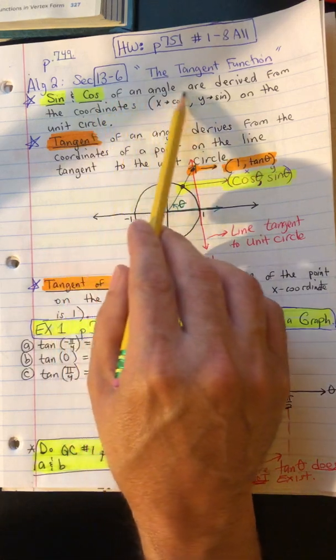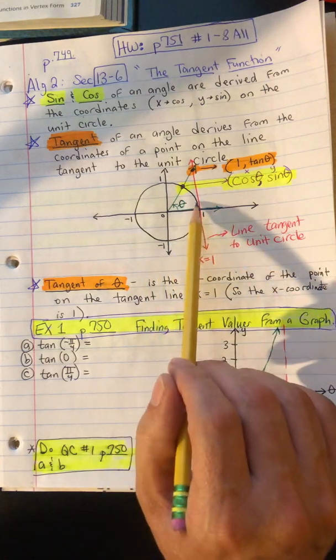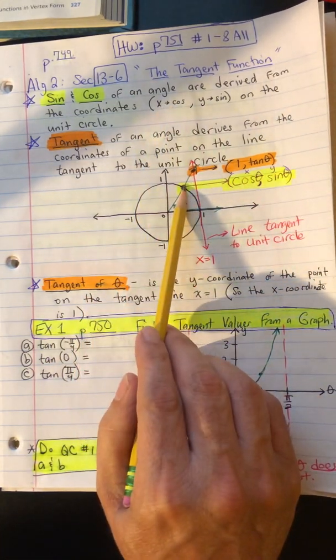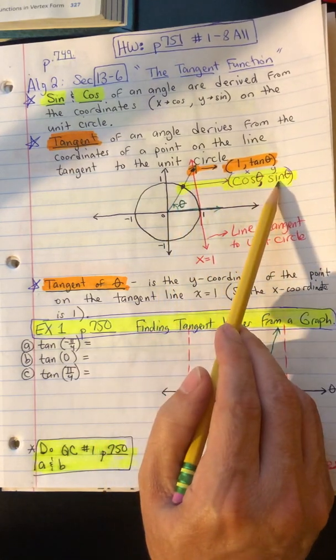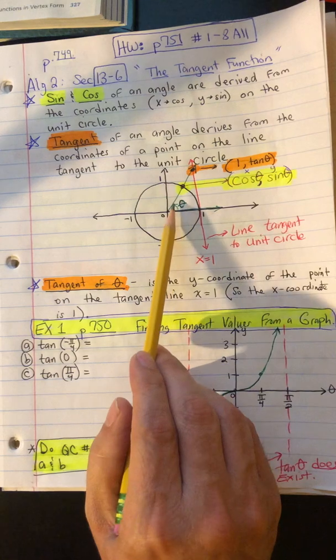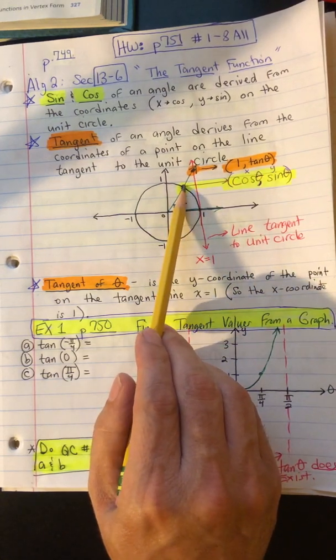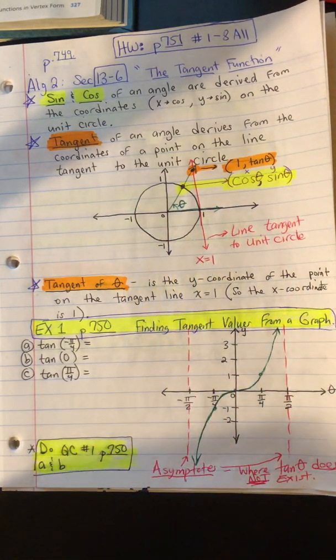The sine and cosine of an angle are derived from the coordinates on the unit circle. Remember, the x coordinate of a point on the unit circle is the cosine, and the y coordinate of a point on the unit circle is the sine of theta. Whatever the angle measurement of theta is will tell you what the coordinates of the point are on the unit circle. That's how we got all the answers for sine and cosine. Tangent is similar, but a little different.